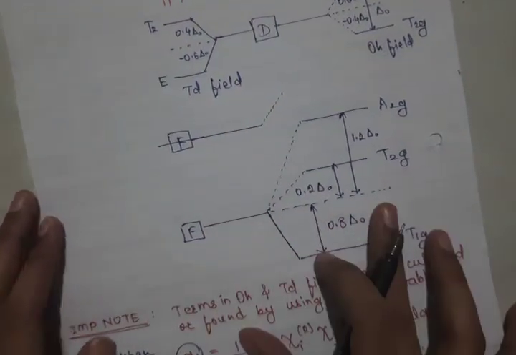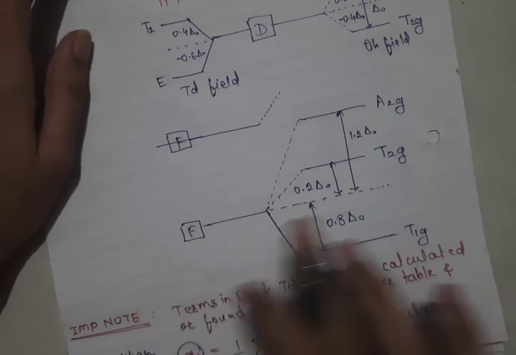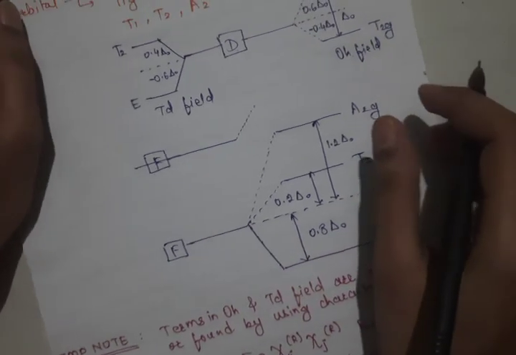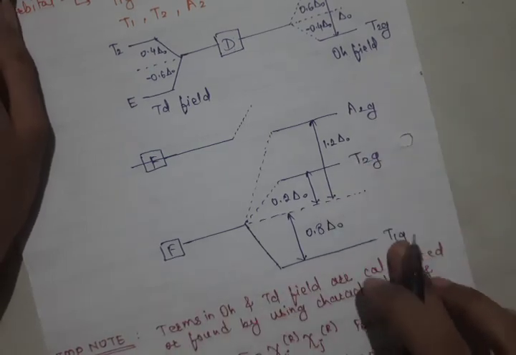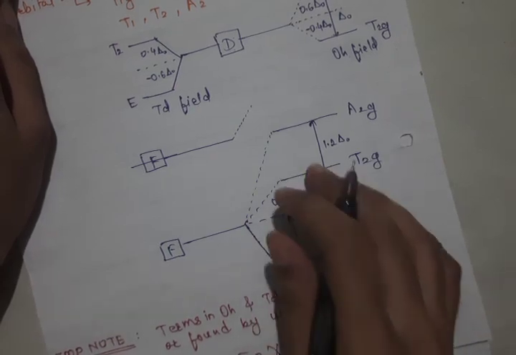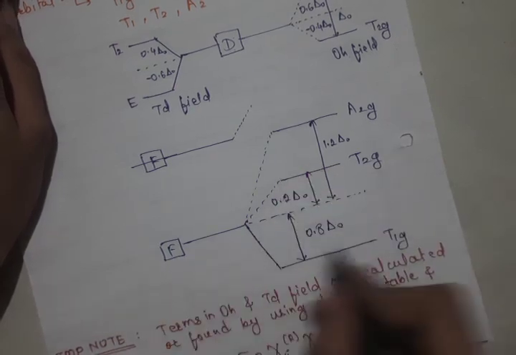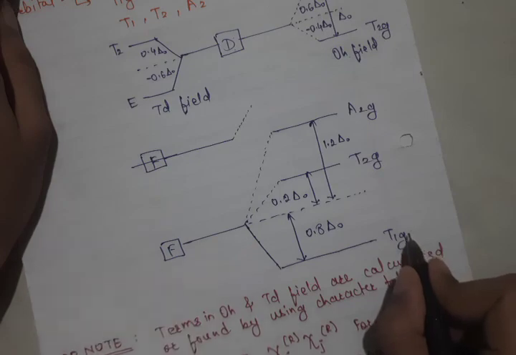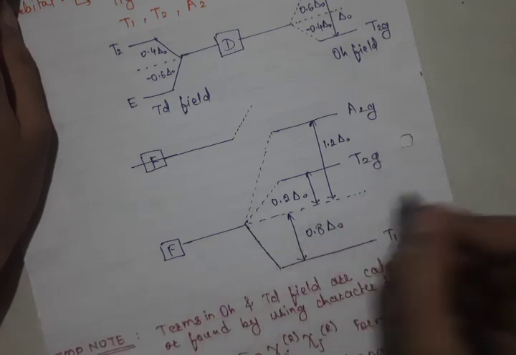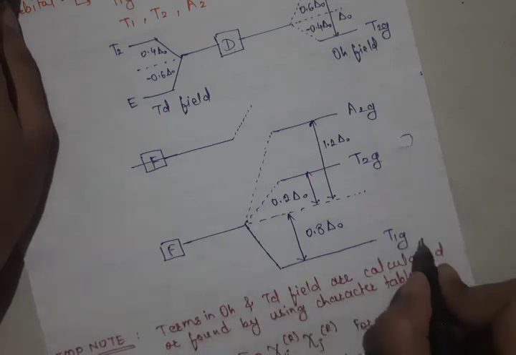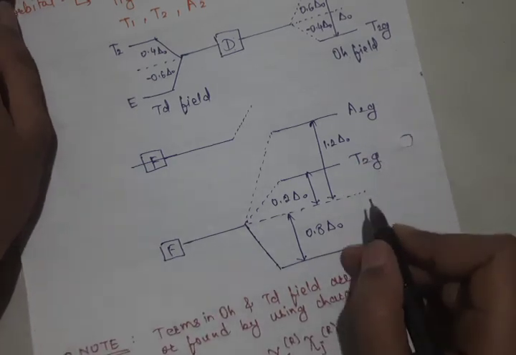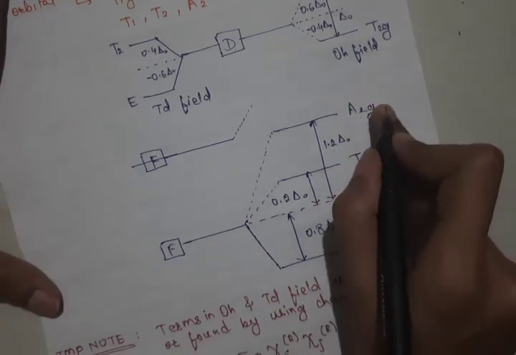Now we'll see for the F term. How the F term splits into the T1g, T2g and A2g. This F term splits into the T1g, T2g and A2g. This is given for octahedral field. T1g is the ground state, and this is below the zero line or the barycenter. T1g is the ground term. Then T2g is the excited state, and A2g is also an excited state.